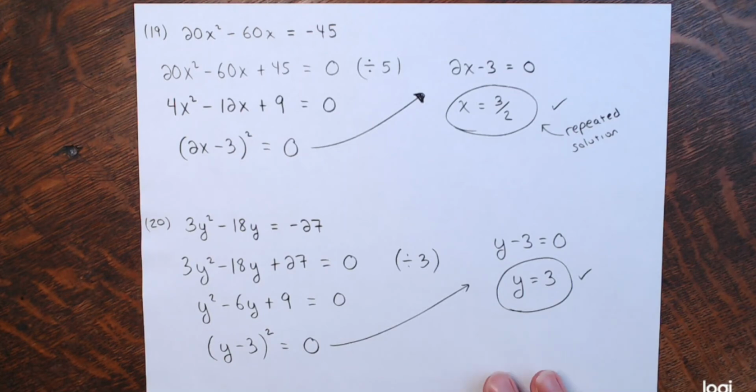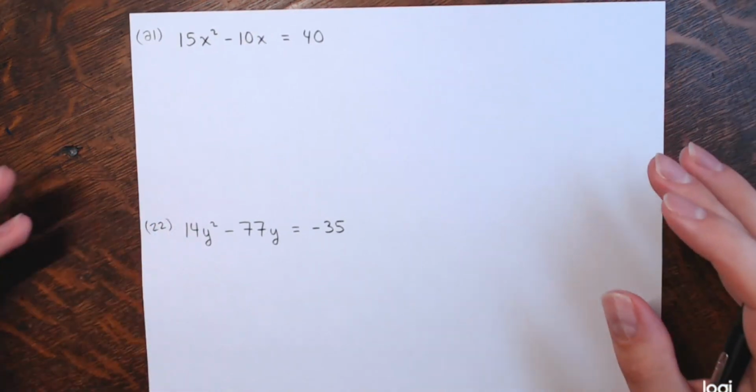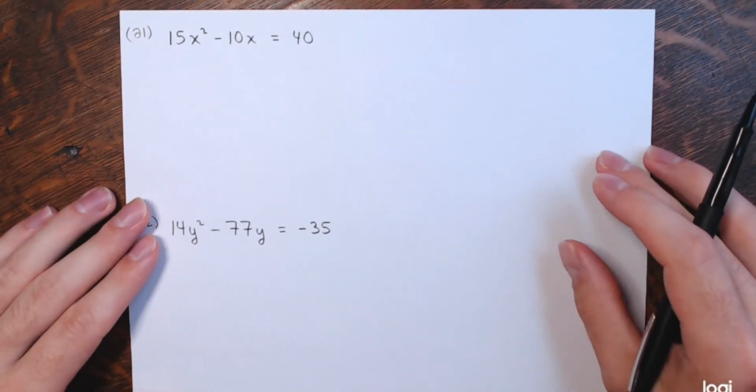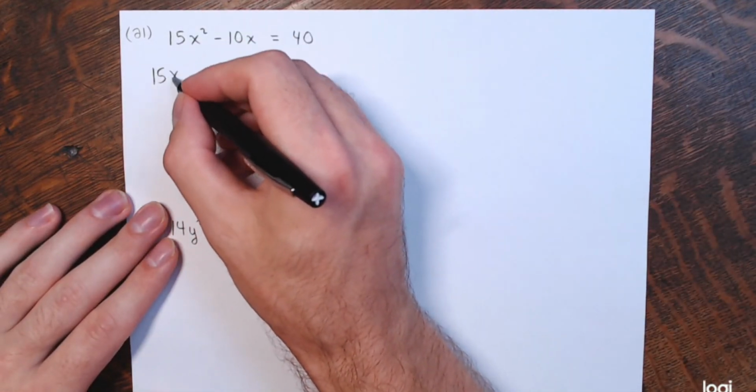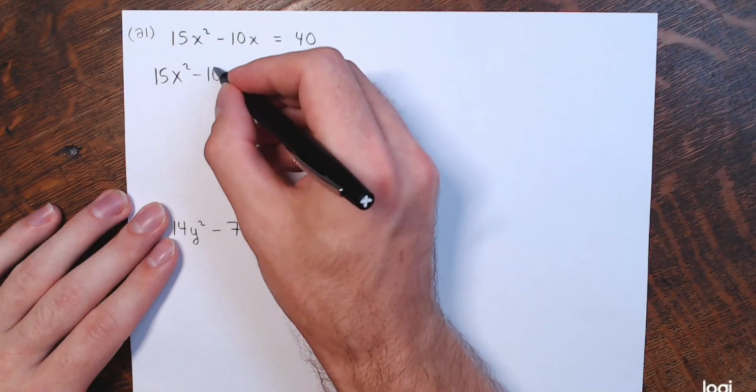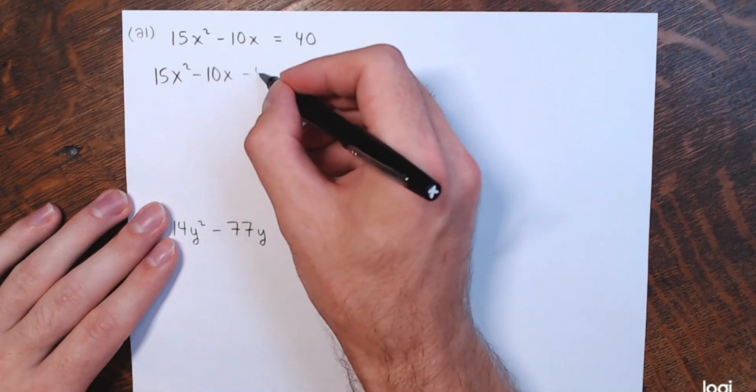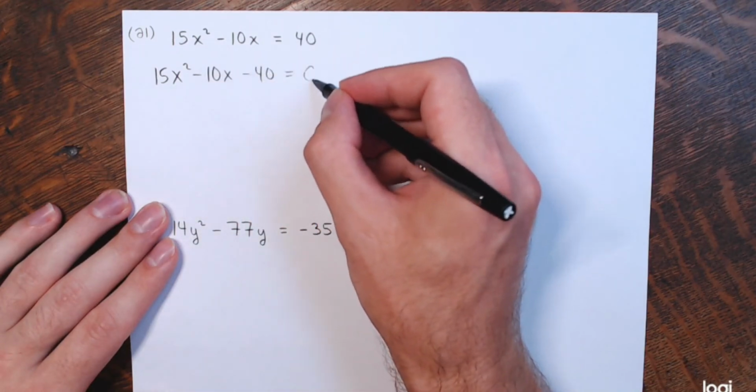Okay. Let's look at 21. Same steps every time, right? Take everything to one side. So I got 15x squared minus 10x minus 40 equals 0.